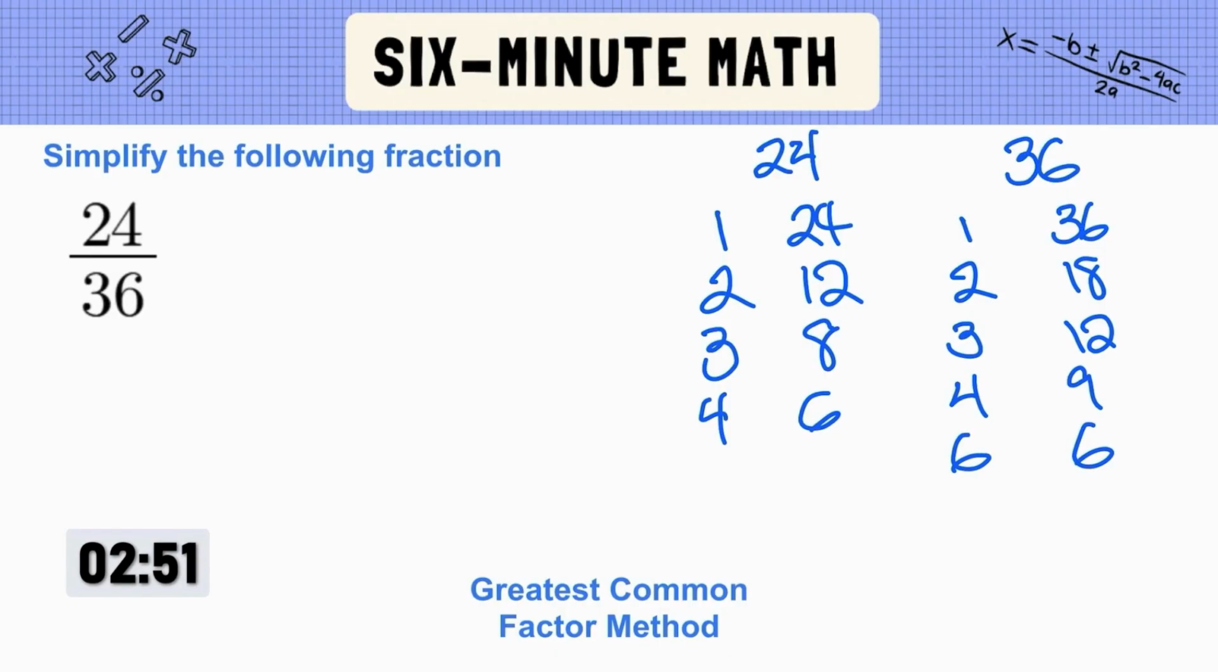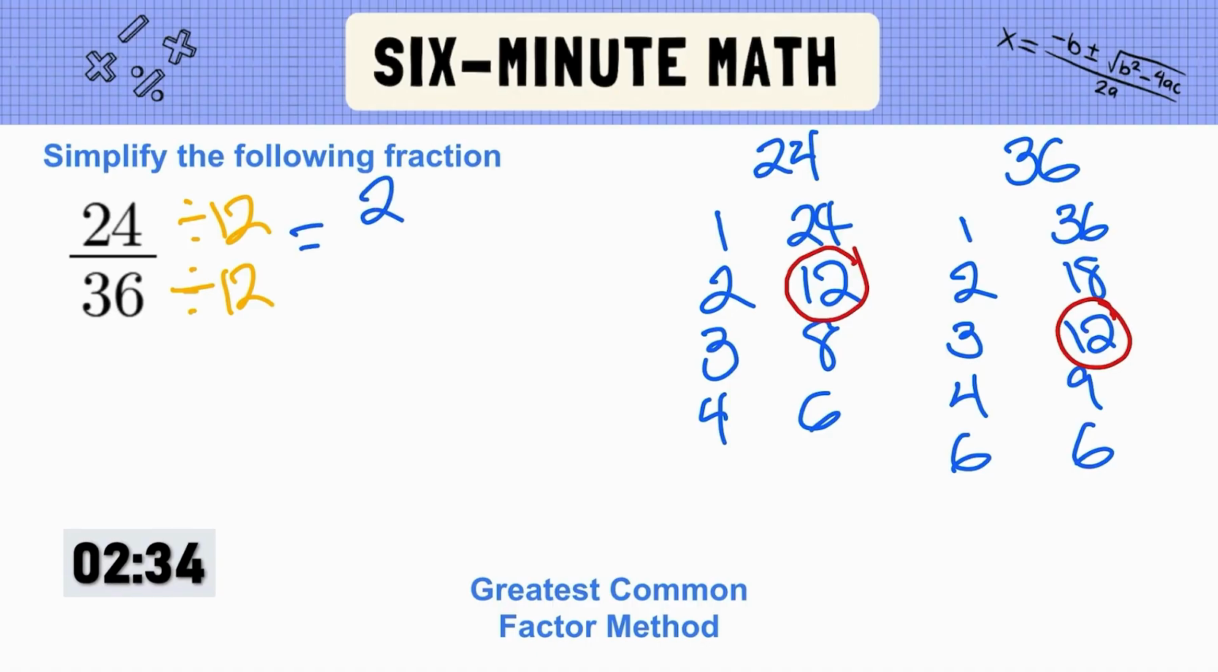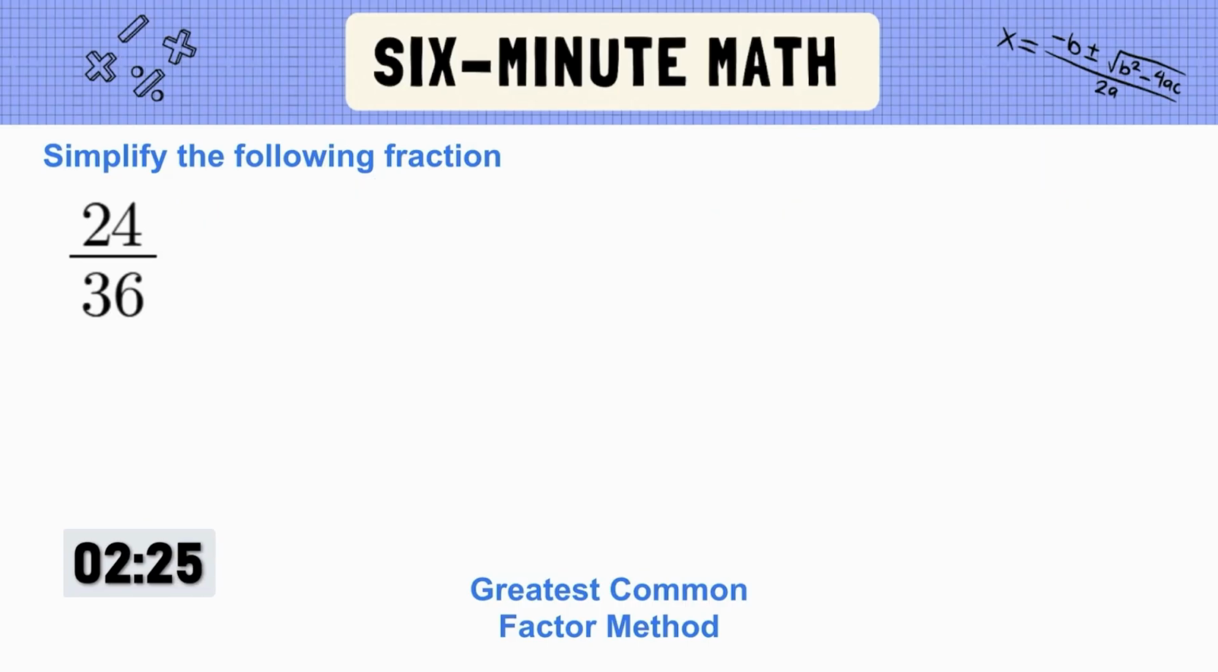Once I have all of my factors written out, I'm going to do a quick scan to see which is my greatest common one. In this case, both are divisible by 12, so I'm going to use that for top and bottom to simplify my fraction. I will get a result of 2 over 3, showing that no matter which method we use, as long as we use it correctly, we will get the same answer, which is going to be the correct answer.